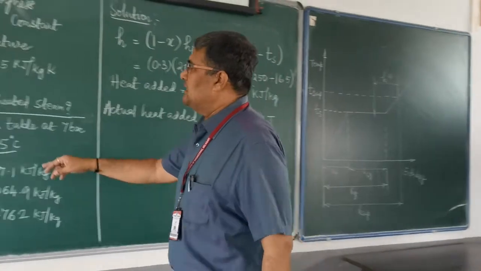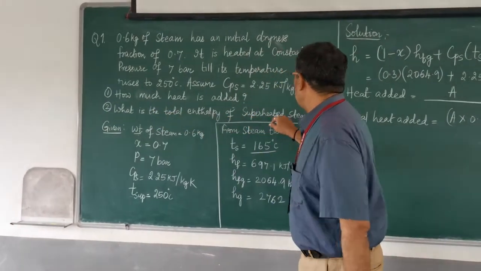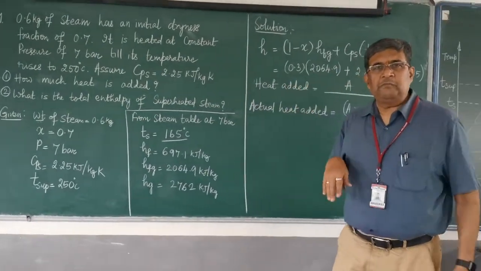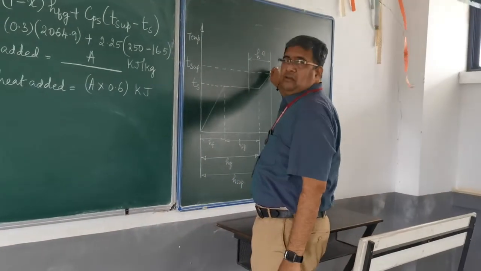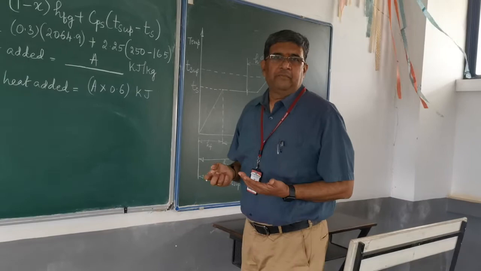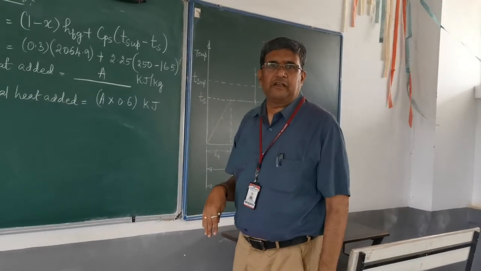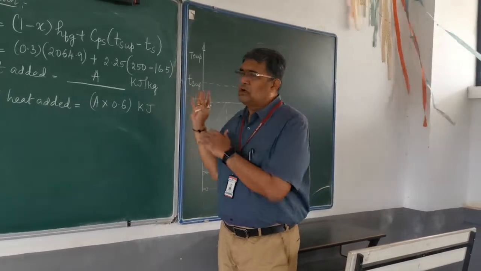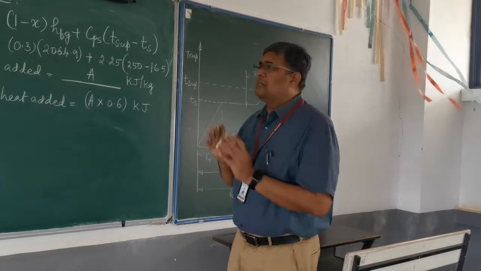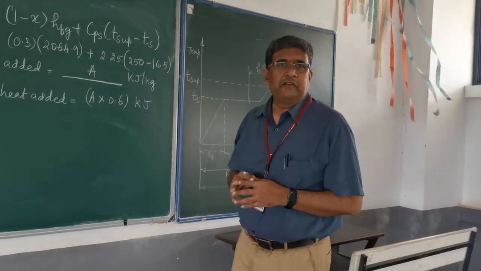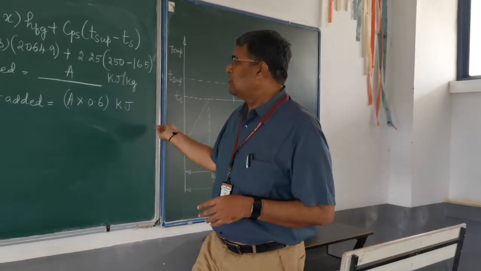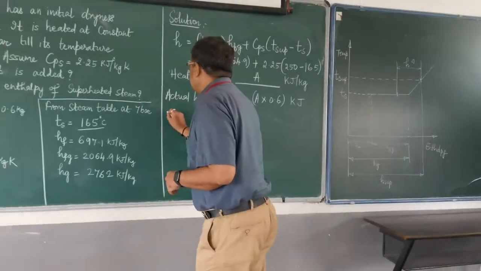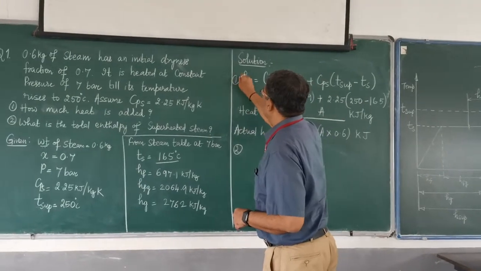Now the second part says, what is the total enthalpy of superheated steam? Now what does it mean? It means right from this point till this point, what is the total enthalpy? We have not mentioned anything about the dryness fraction. We have assumed that it is 1 kg of water at 0 degrees. From there it has gone to 250 degrees centigrade at 7 bar. So what is the total enthalpy? So in that case, what will happen? So this is for the first part.